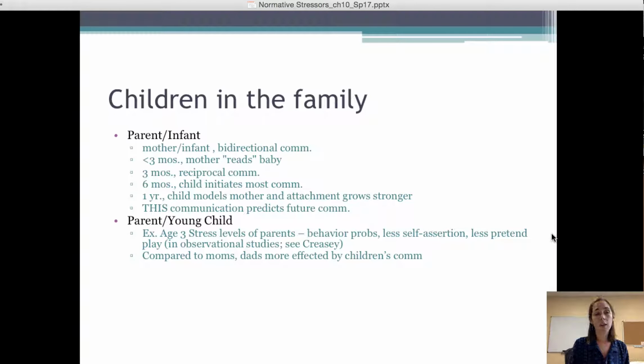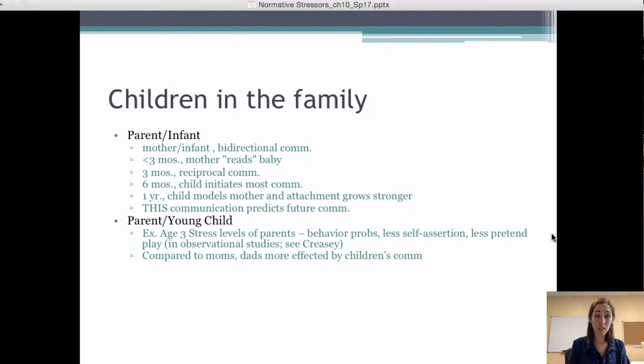When you're a young child at about 3, this is an interesting trend. I think it's very telling. The stress level of your parents manifests in the children's behavioral problems. They have less self-assertion and they have less pretend play. So when Creasy observes children playing at age 3, he sees, gosh, I collect this data from parents.